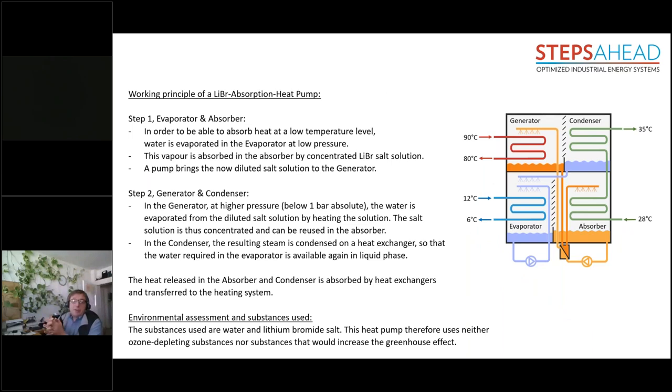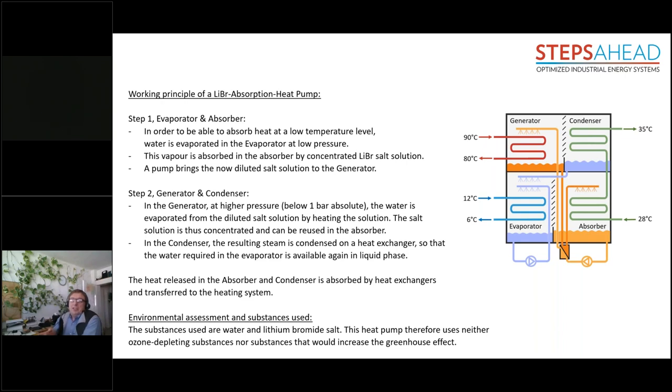So let us have a look at this single stage machine. What is it doing? How can you provide cooling by feeding the machine with heat? This is not difficult to understand. I start in the picture in the bottom left corner, in the evaporator. This machine works under vacuum conditions or at very low pressure. We have in this evaporator a pressure in a range of approximately 8 millibar, meaning we have a boiling temperature for water.